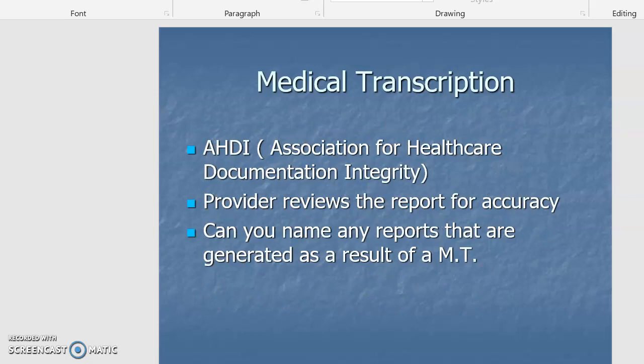For medical transcription, there is an Association for Healthcare Documentation Integrity. The provider reviews the report for accuracy. And then let's talk about what different reports are generated as a result of medical transcription. This could be the history and physical, progress notes, consultations, the discharge summary, radiology reports. Also keep in mind it involves keyboarding medical information dictated by a provider into a dictation system. It stores it on tape, and then it waits until the transcription and pulls it off.